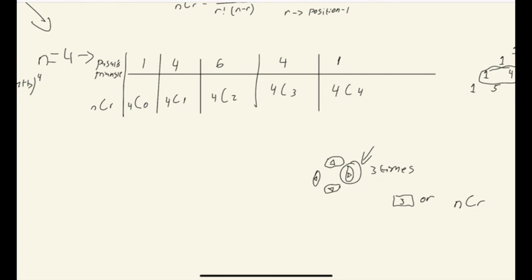So for the first one, plug in 4 and 0. You'll get 1. Then plug in 4C1, you'll get 4. Then plug in 4C2, you'll get 6. Then you get 4, and then you get 1. So this is how to do it without doing the whole Pascal's triangle.